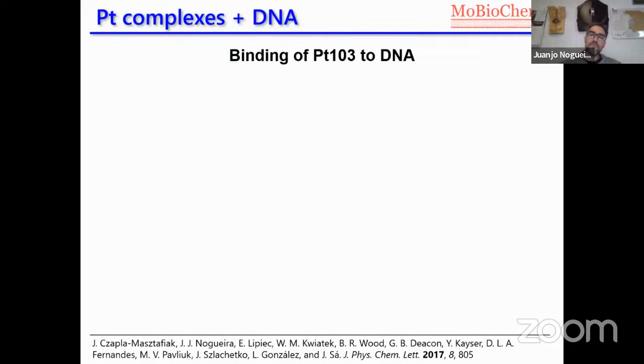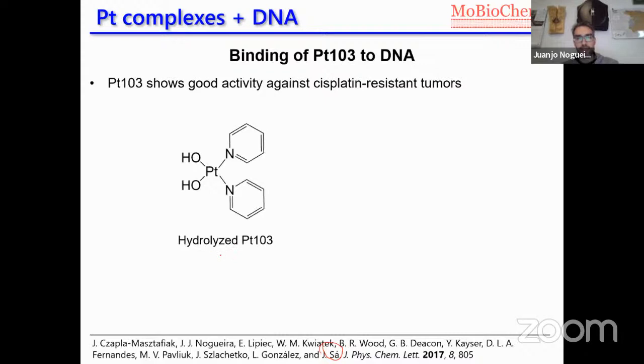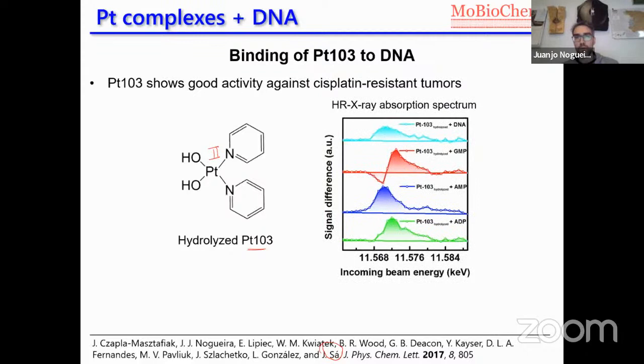Okay, so 5 years ago, one of our collaborators, whose name is Jacinto Sa, the last author of this paper, contacted us when I was in Vienna, as I said, because he was investigating this cisplatin derivative. This is also a platinum 2 drug. It was called platinum 103. I don't know why, but this was the name. And Jacinto was an experimental scientist. In particular, he's an expert in X-ray spectroscopy. And he did the X-ray spectrum of this drug in several situations.